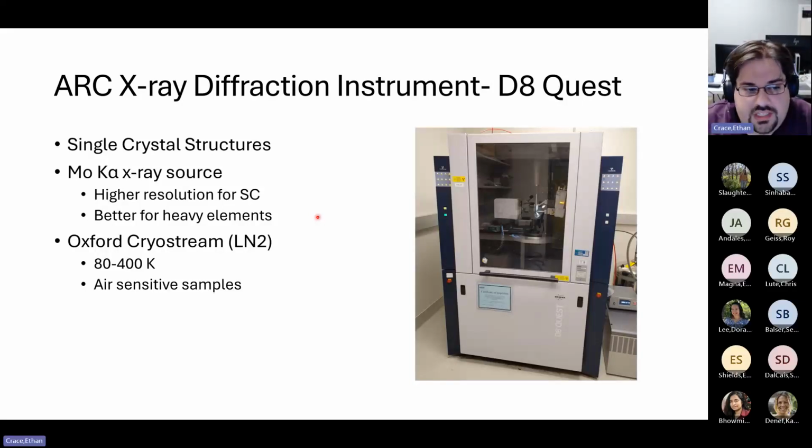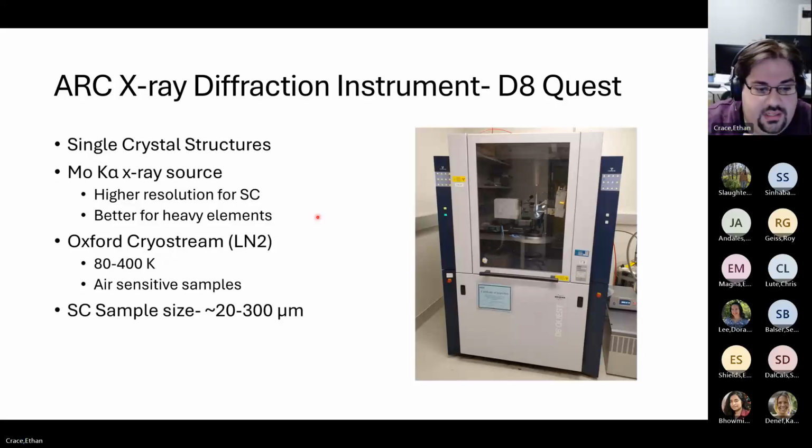This system is equipped with an Oxford cryostream, so we can adjust the temperature of your sample from 80 to 400 Kelvin. And because it uses liquid nitrogen as the way that it does this cooling, that also means that it inherently can protect air-sensitive samples and exclude oxygen and water from those samples when you're doing the experiment.